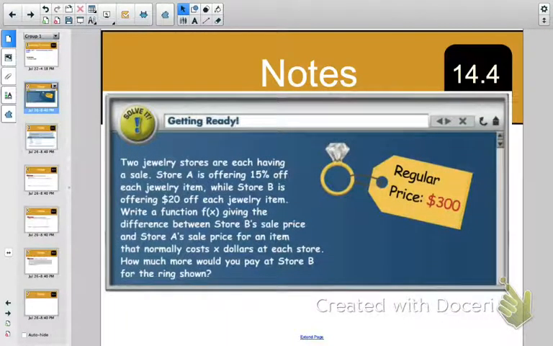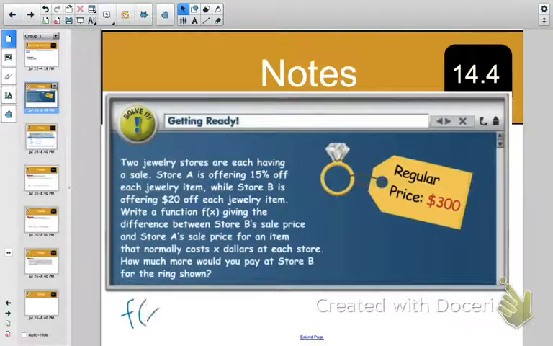This solved problem says two jewelry stores are each having a sale. Store A is offering 50% off each jewelry item, while store B is offering $20 off each jewelry item. Write a function f of x giving the difference between store B's sell price and store A's sell price for an item that normally costs x dollars at each store. How much more would you pay at store B, as being shown?